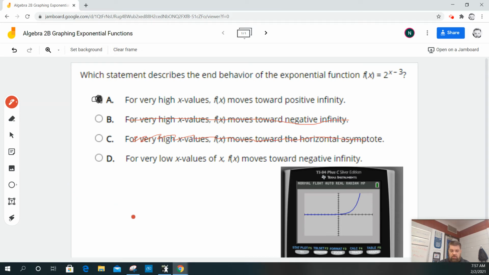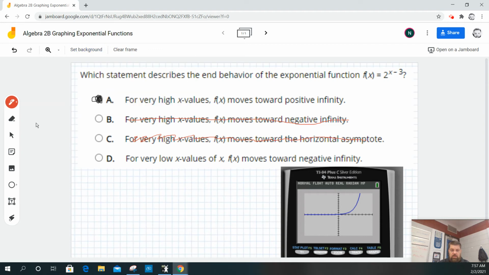A horizontal asymptote would look like this. So if I have a grid, like this is my xy plane. Asymptotic behavior means it never crosses a threshold. So a horizontal asymptote would look more like this. Because basically what it's doing is it's going towards a point, but it looks like it's never going to cross that point. Okay? So that's asymptotic behavior.